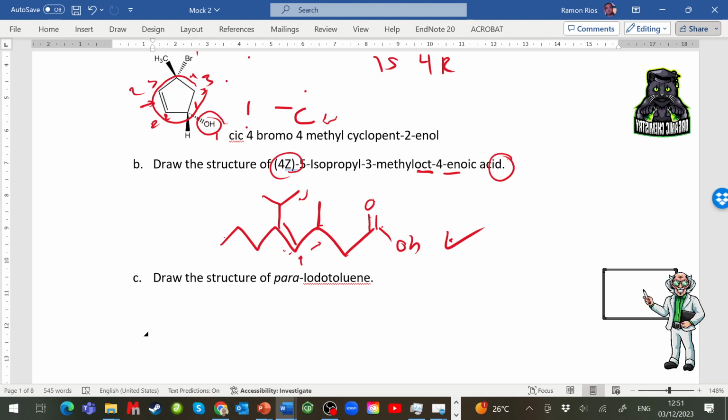C, draw the structure of para-iodotoluene. Okay, para-iodotoluene. Remember that toluene is a benzene with a methyl, and then para means 1,4. That means that we have the substituent here.